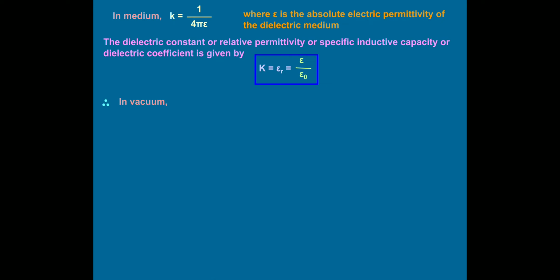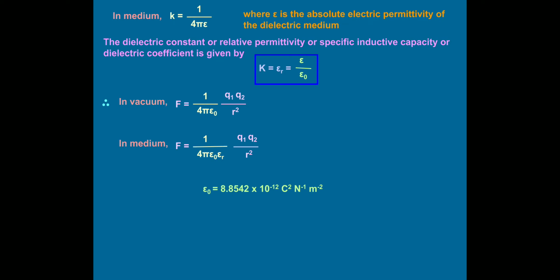Therefore, in vacuum, F is equal to 1 by 4 pi epsilon naught q1 q2 by r square. In medium, F is equal to 1 by 4 pi epsilon naught epsilon r into q1 q2 by r square. Epsilon naught value is 8.8542 into 10 to the power minus 12 C square per Newton per meter square, and 1 by 4 pi epsilon naught is 8.9875 into 10 to the power 9 Newton meter square per coulomb square.